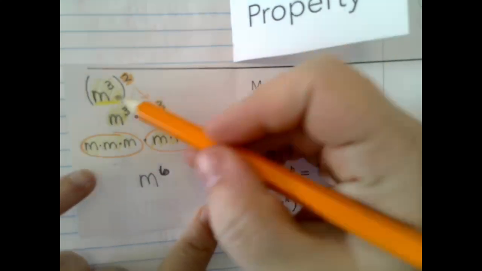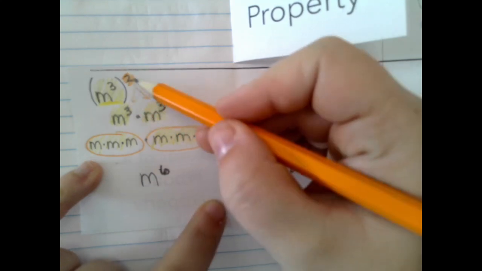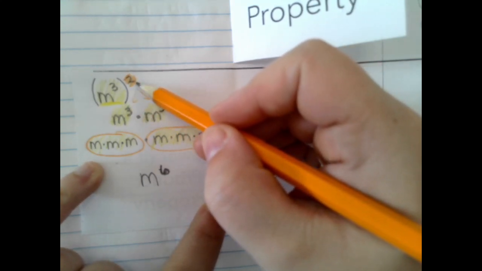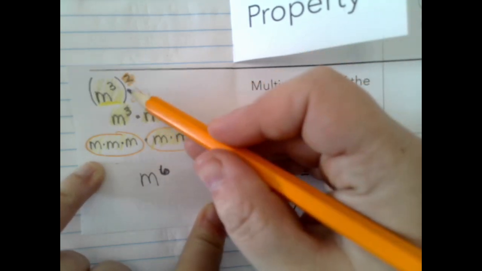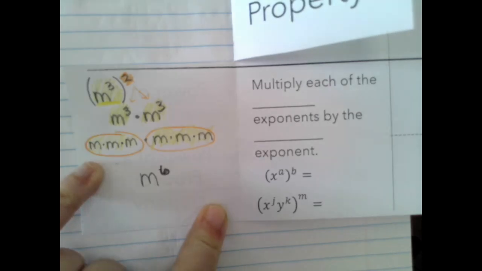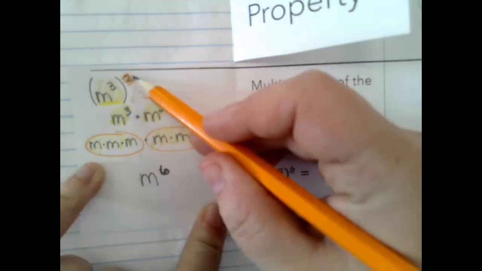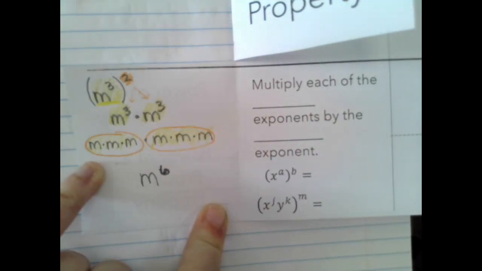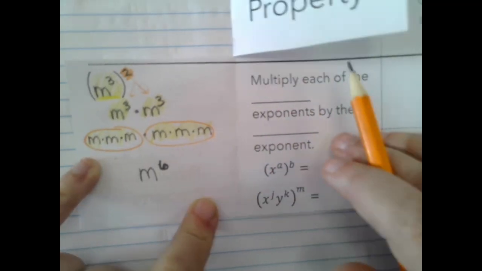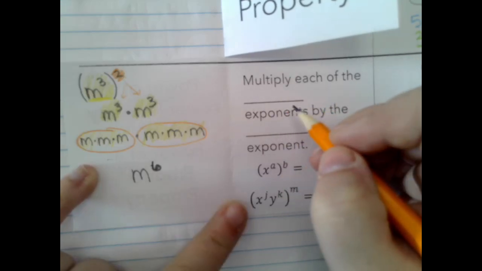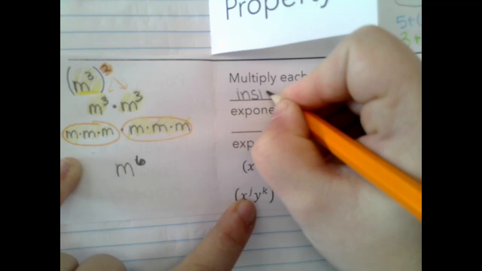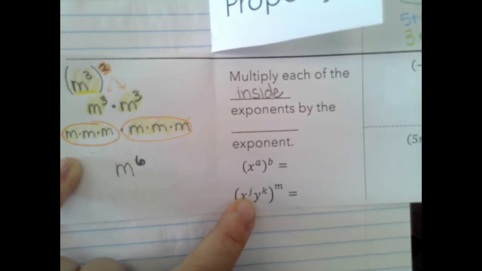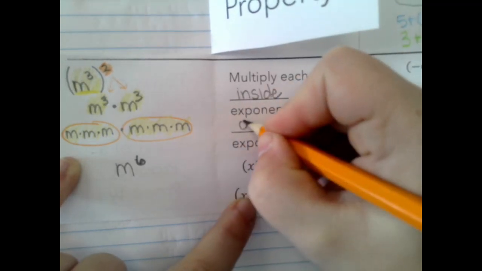But if I wanted to go from m to the 3rd power, taken to the power of 2, okay, Abdirman, Eric, m to the power of 3 to the power of 2, how could I have gone from that to m to the 6th power? What would I have done with the 3 and the 2 to get 6? Multiply. 3 times 2 is 6. So what we're going to do is we multiply each of the inside exponents by the outside exponent.